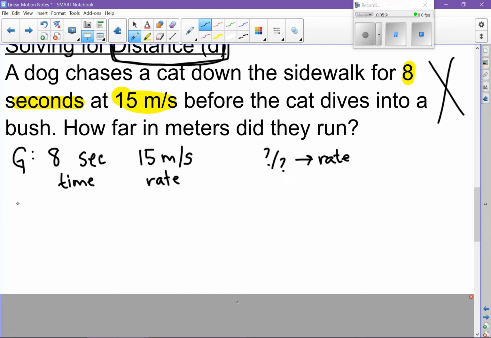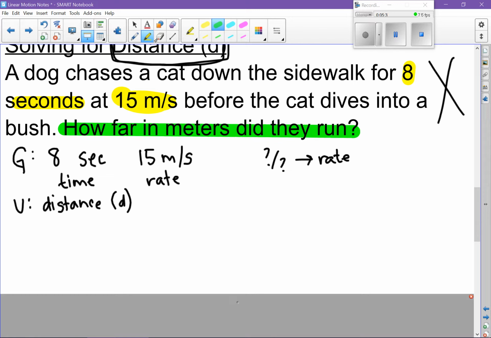So if I have time and rate, the thing that I don't know, the unknown, is the distance. Okay, that's the D part of the formula. The other way that you can check this is the question up here says, how far in meters did they run? So this word right here, how far, is what I would measure in distance. Okay, so we know that we're looking there. So let's write our equation down, DIRT.